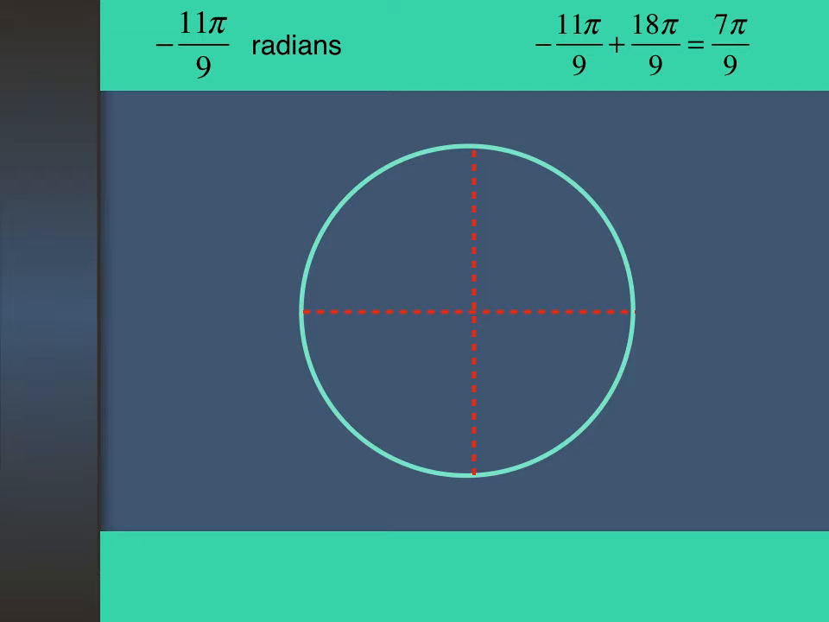So thinking about pi, that would be 9 pi over 9. The 0 would also be 18 pi over 9. Now halfway would be 4.5 pi over 9. And I can see now that 7 pi over 9 lies between those two. So therefore that would be in quadrant 2.